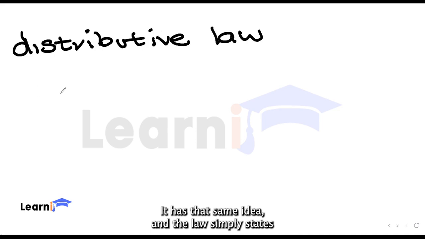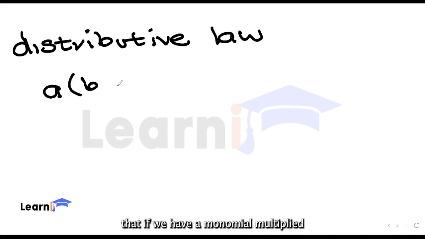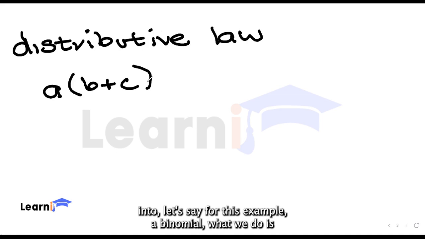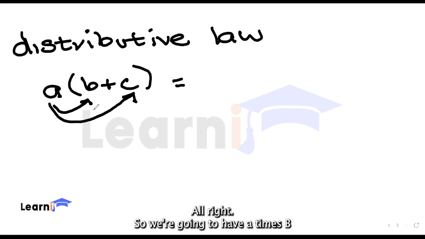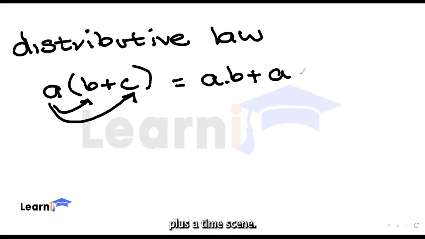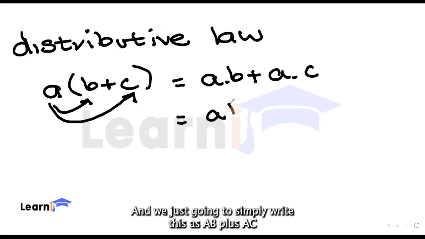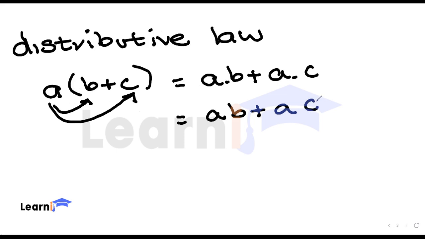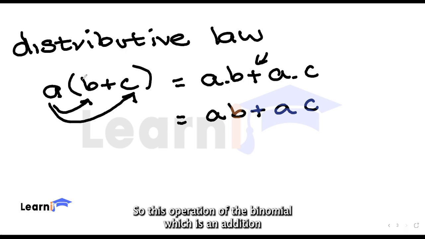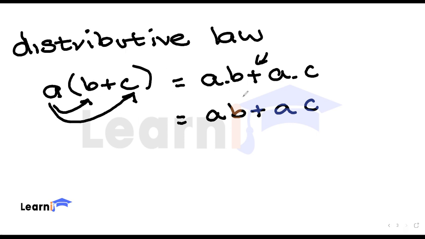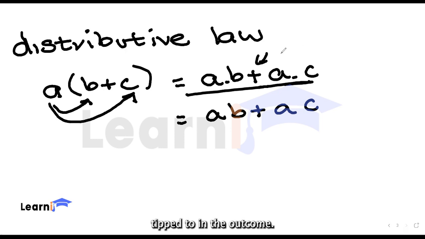And the law simply states that if we have a monomial multiplied into, let's say for this example, a binomial, what we do is we multiply each of the terms by this monomial. All right, so we're going to have A times B plus A times C. And we're just going to simply write this as AB plus AC. Okay, and we also have to pay attention to the signs that we have here. So this operation of the binomial, which is an addition, is also kept true in the outcome.